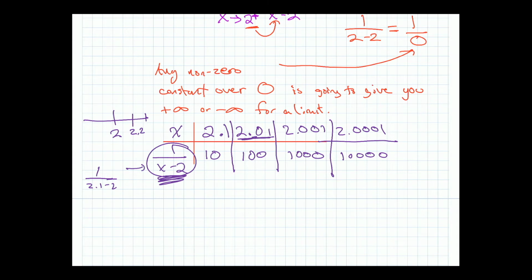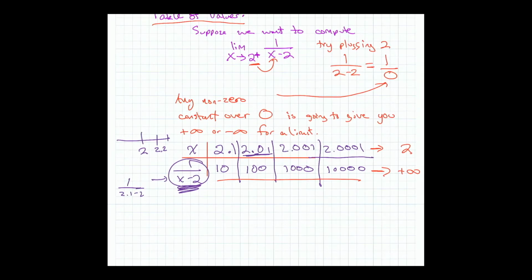You look at those values and you should be able to guess that if this keeps going to 2, what is this going to be doing? Well, 10, 100, 1,000, 10,000, it's clear that these numbers are just getting bigger and bigger forever. So that should be plus infinity. Hopefully that makes some kind of sense. So you can evaluate a limit that way using a table of values.